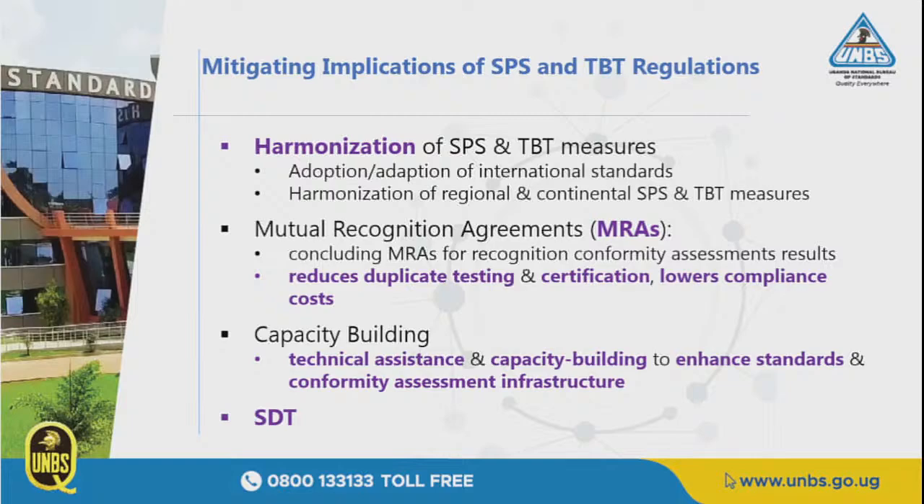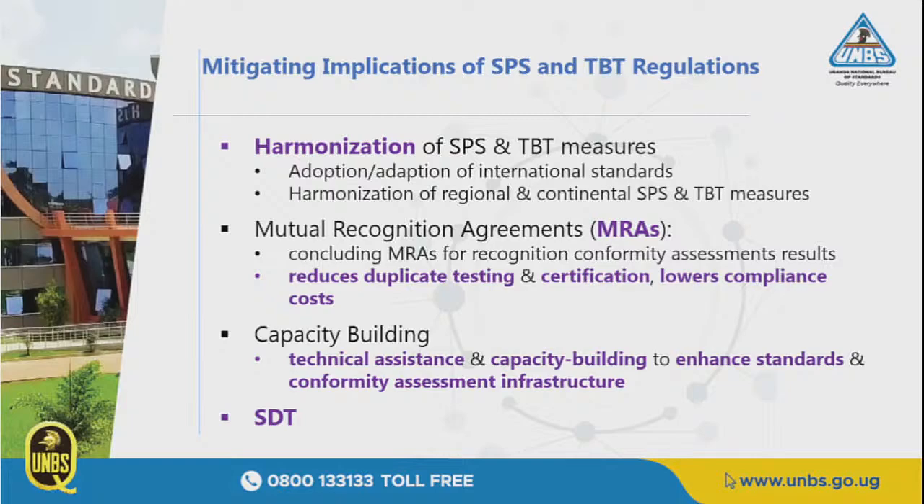The other thing that Diana also mentioned is negotiating mutual recognition agreements. When we negotiate mutual recognition agreements, it means that if we are operating a product certification framework, then the product certification marks can be recognized to facilitate trade. And this is already happening in the EAC in the context of the East African Community Standardization, Quality Assurance, Testing, and Metrology Act.